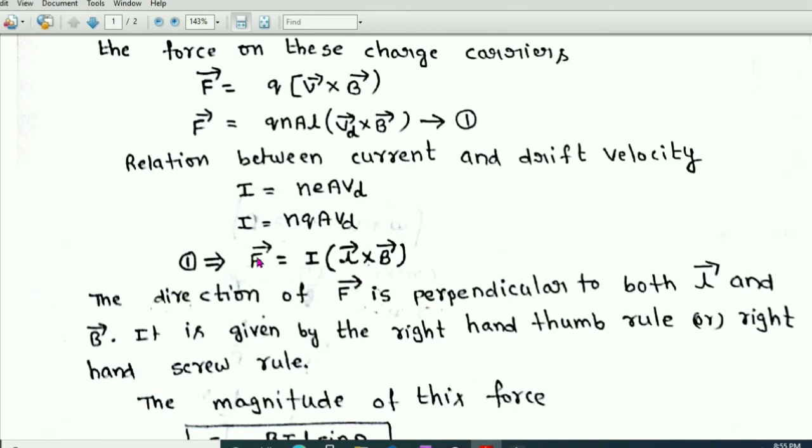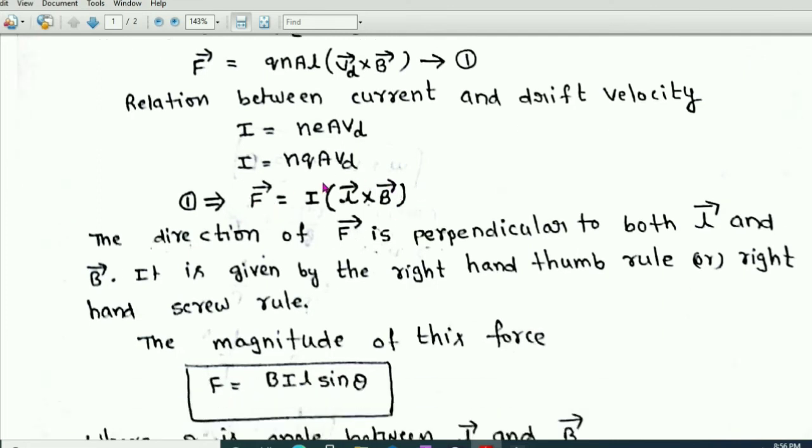Now, the direction of this F bar, we have already discussed, is the vector product of L bar and B bar. In a vector product, the force F bar is perpendicular to both L bar and B bar. If L bar and B bar are in one plane, F bar is perpendicular to that plane. The direction of this force is given by the right hand thumb rule or right hand screw rule. In the last class we discussed what the right hand thumb rule and the right hand screw rule are.